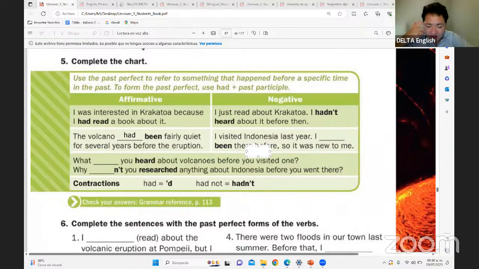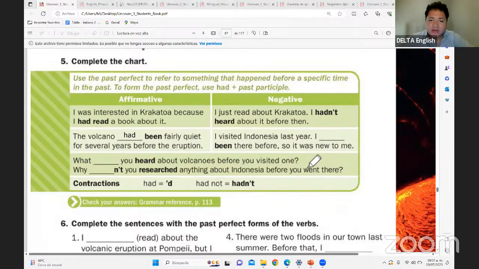This topic, like I said, is called the past perfect. So again, you have two events. The volcano had been fairly quiet for several years before the eruption. Entonces, el segundo evento es la erupción, right? So before the eruption, this happened. So this is the event that is the oldest one. All right. Okay. El volcán había estado bastante callado o tranquilo por varios años antes de la erupción.